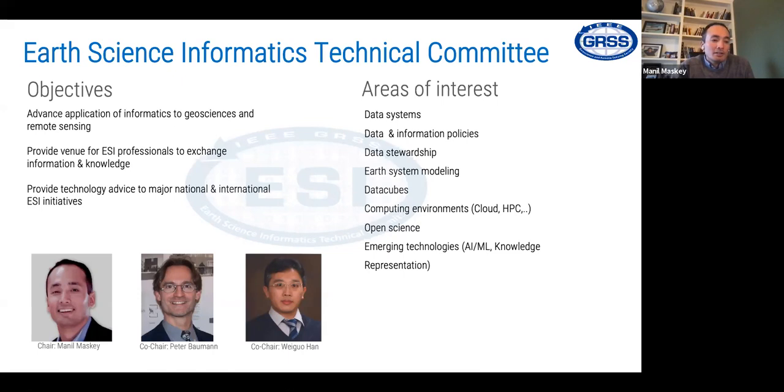The area of interest covers several topics, including data policies, data stewardship, and computing environments, and ultimately supporting the open science initiatives.